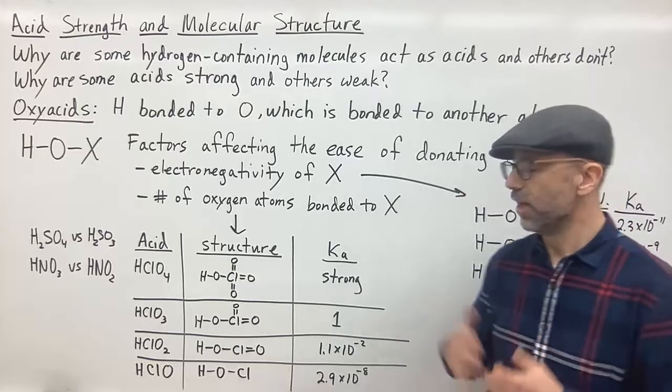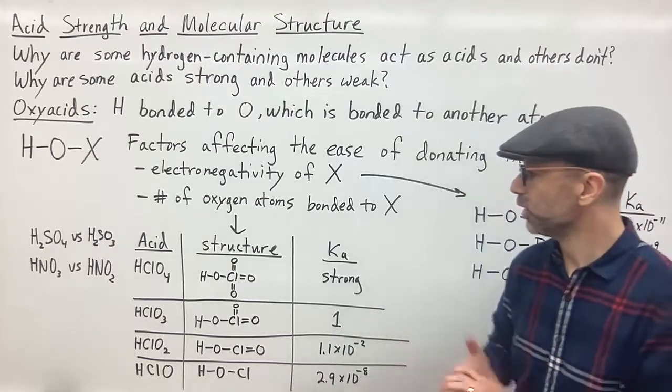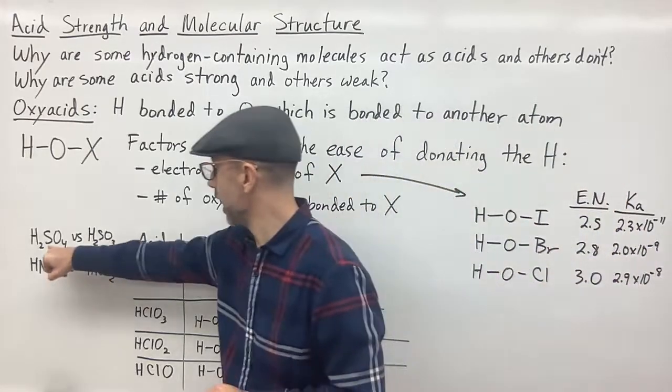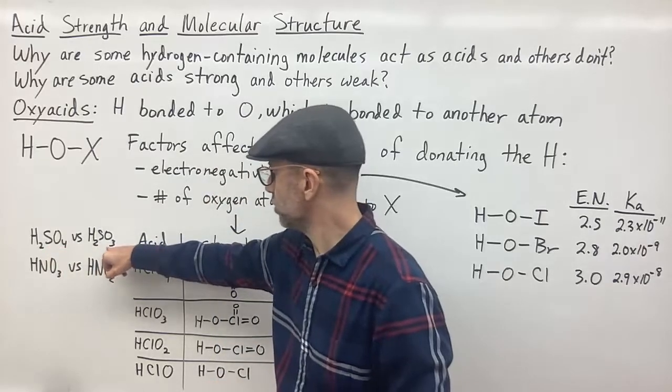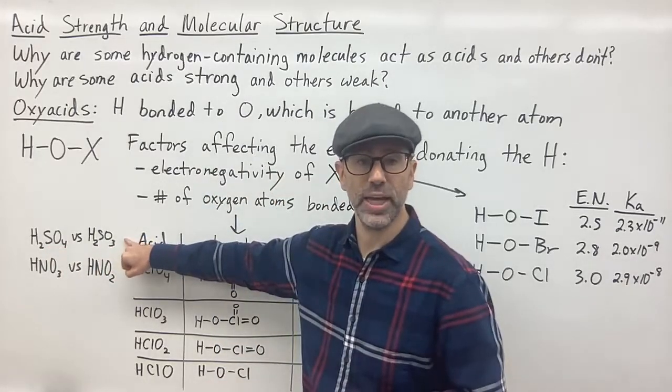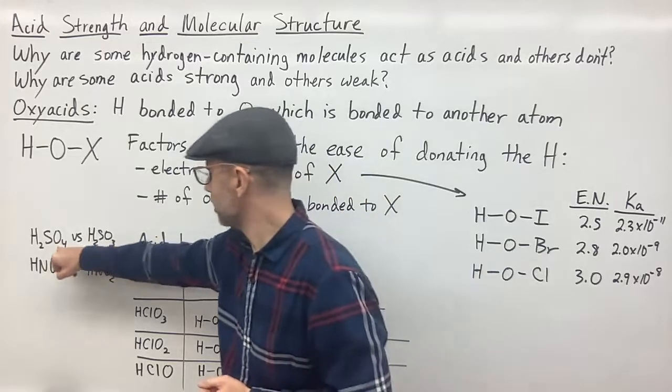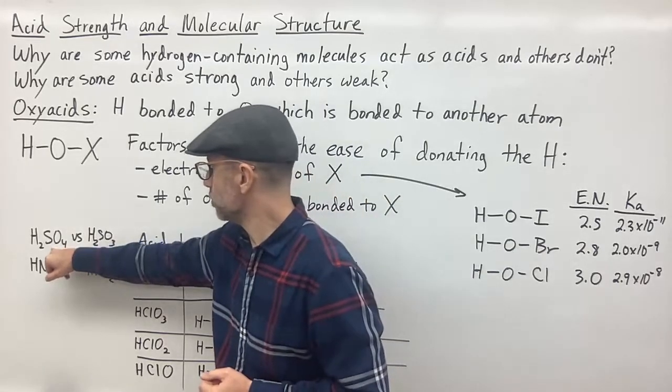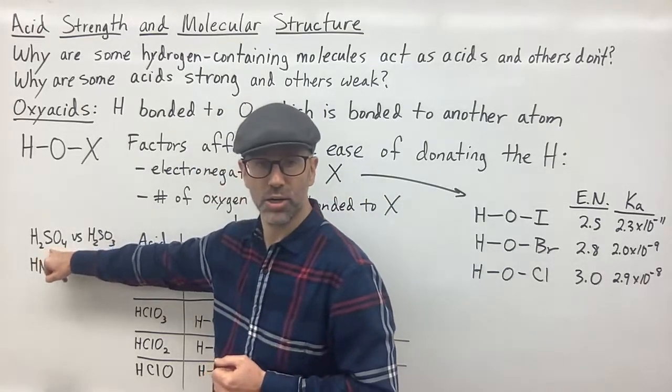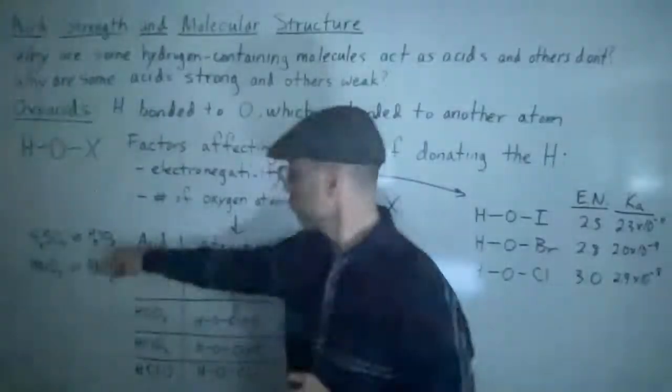And so that is why when we look at, say, if we're going to compare H2SO4 with H2SO3, we can predict that based on the oxygens alone, H2SO4 is going to be a stronger acid than H2SO3.